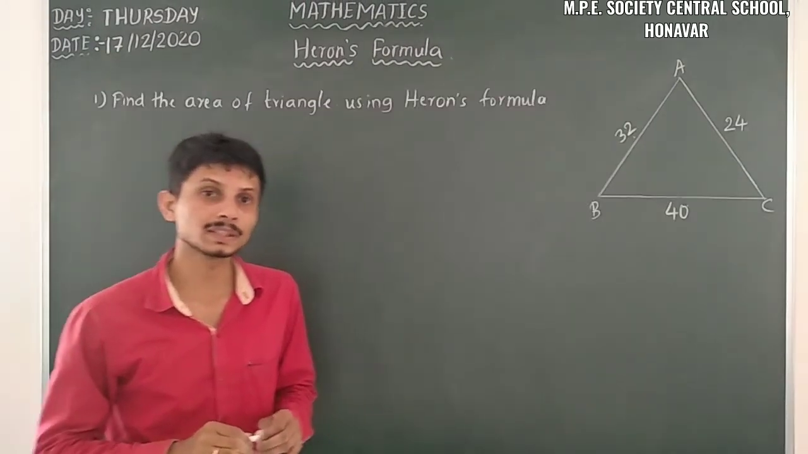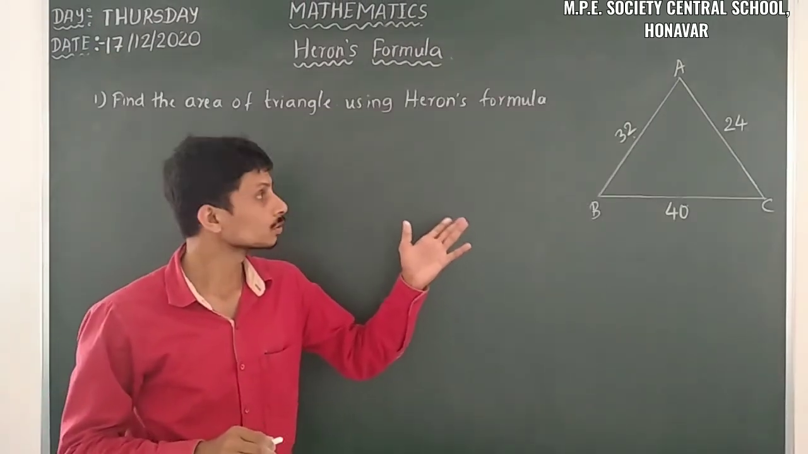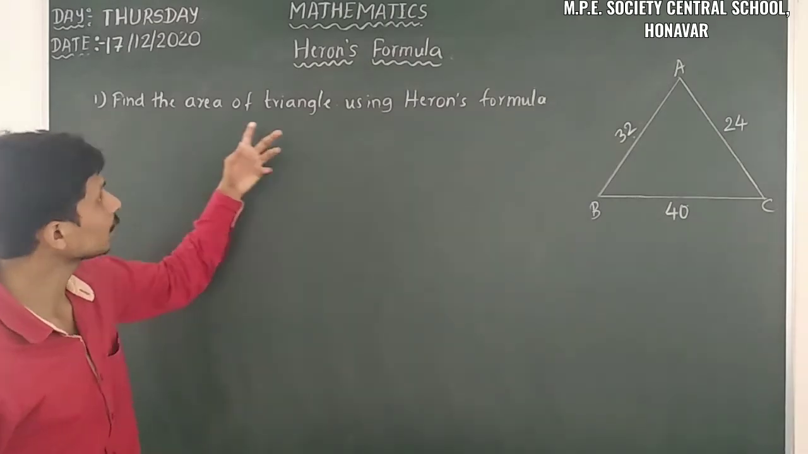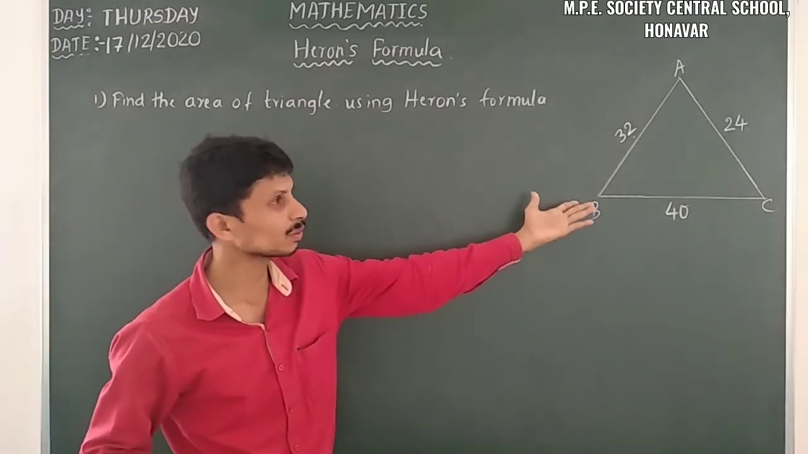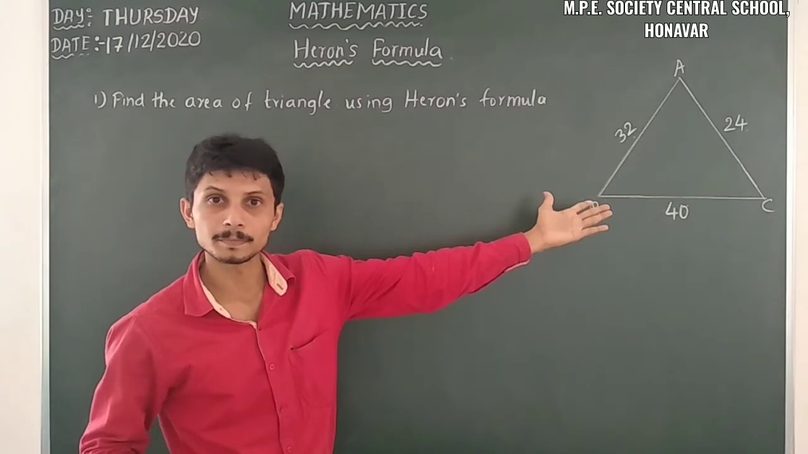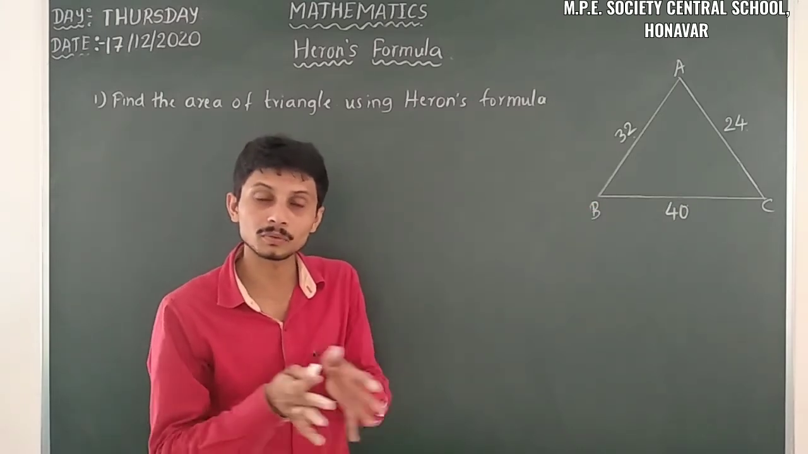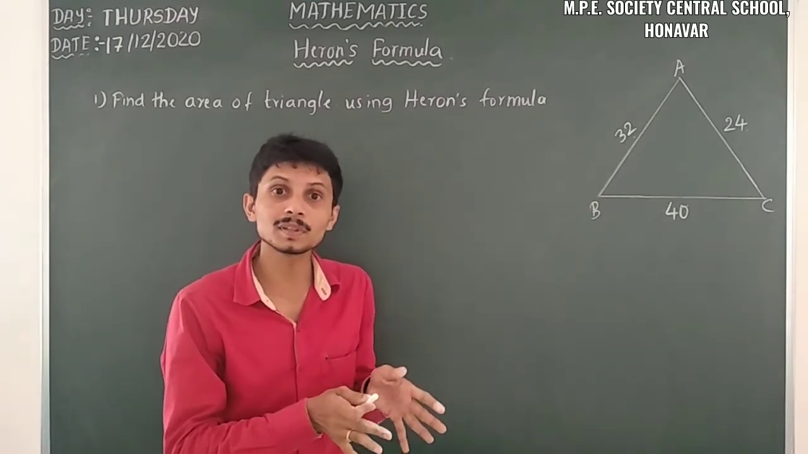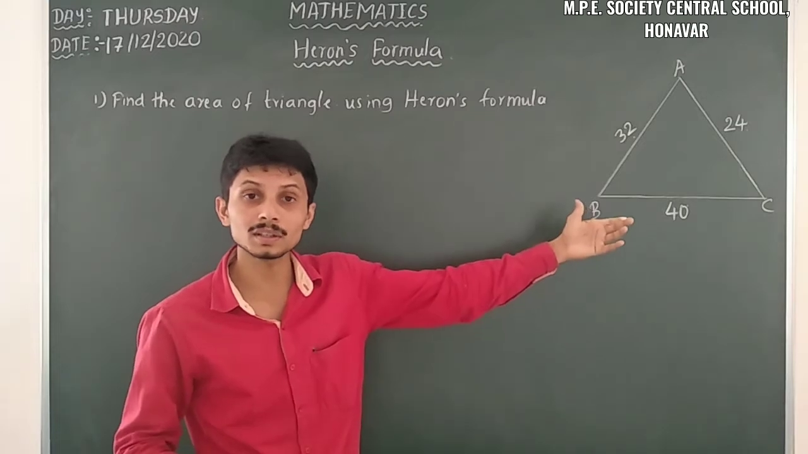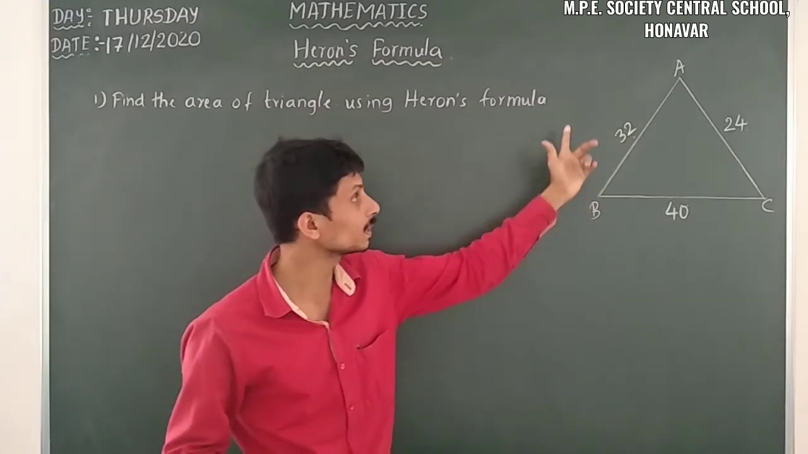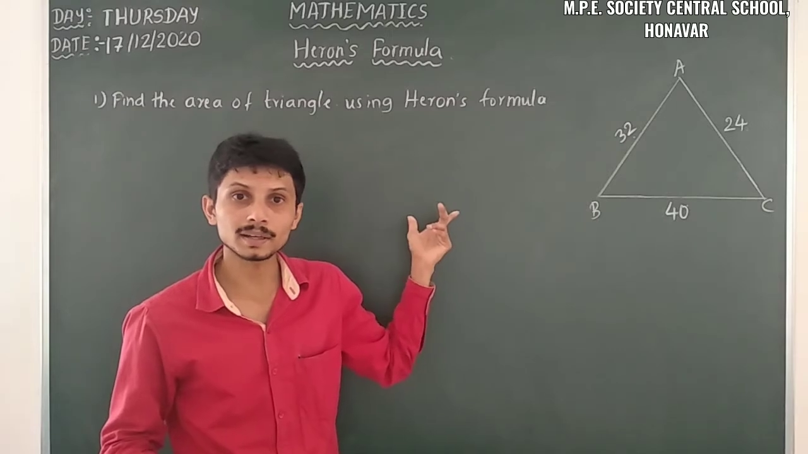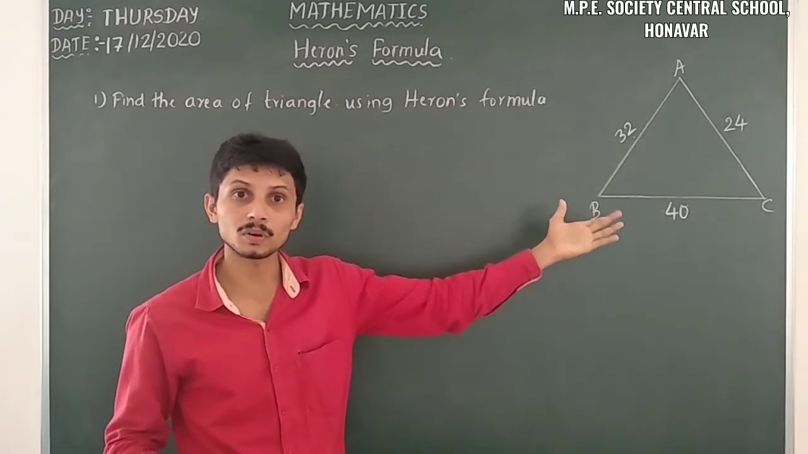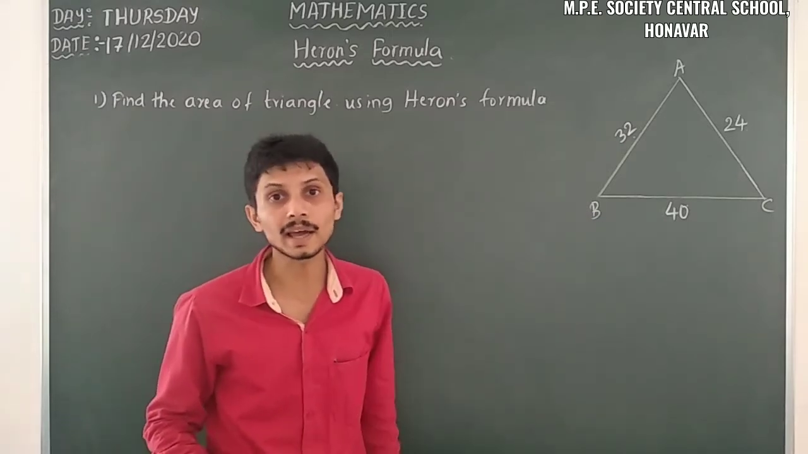Take the problems based on Heron's formula. Here we have to find the area of the triangle using Heron's formula. It looks like a scalene triangle. The benefit of Heron's formula is that we can find the area of a scalene triangle also. That's why the area of a triangle is very important in this case. So let's take Heron's formula.